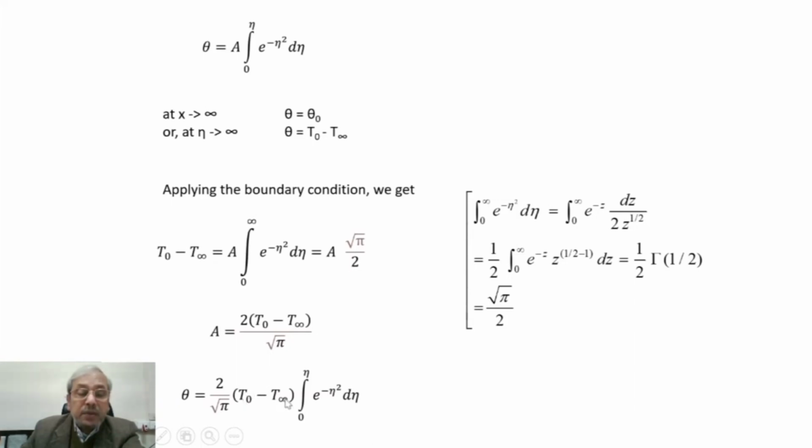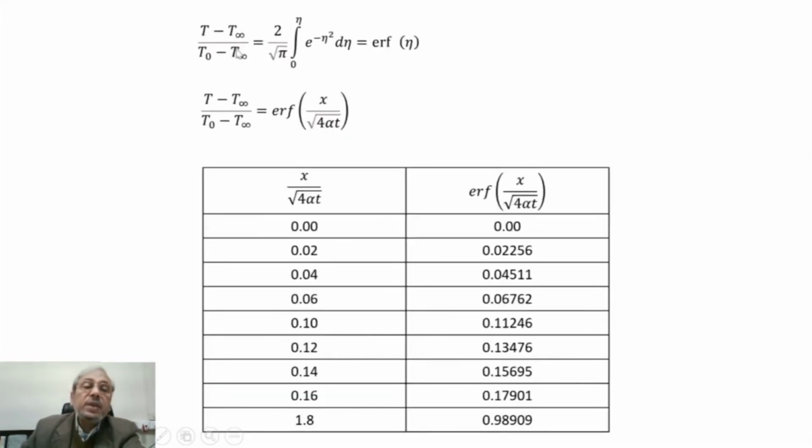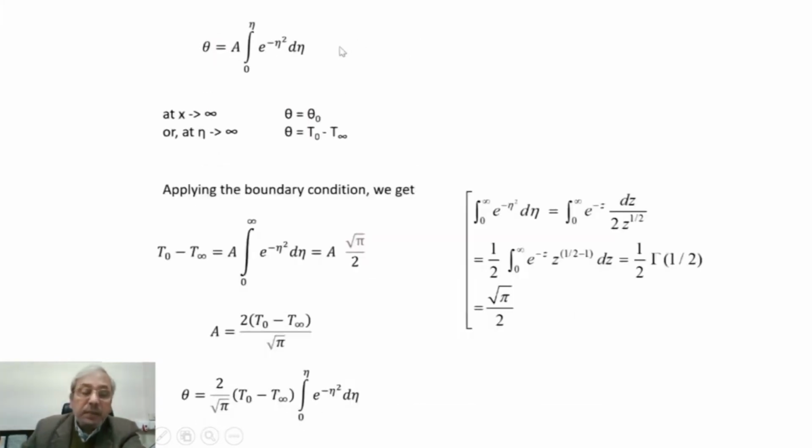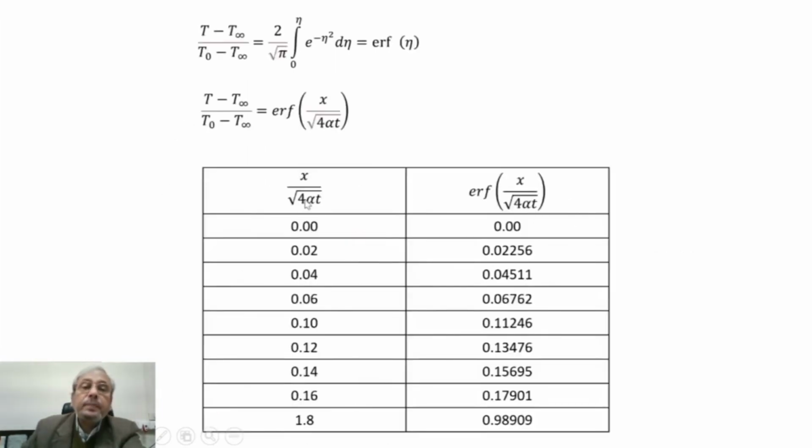From the right hand side, T0 minus T infinity, we transfer to the left hand side denominator, and we get T minus T infinity divided by T0 minus T infinity equal to 2 by root pi integration 0 to eta e to the power minus eta square d eta. Remaining terms: 2 by root pi integration 0 to eta e to the power minus eta square d eta.